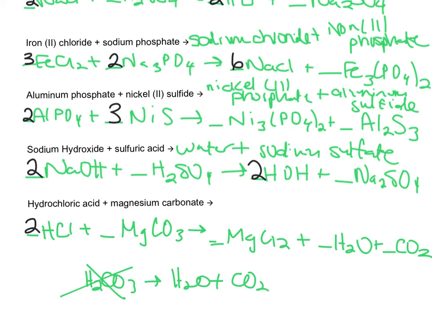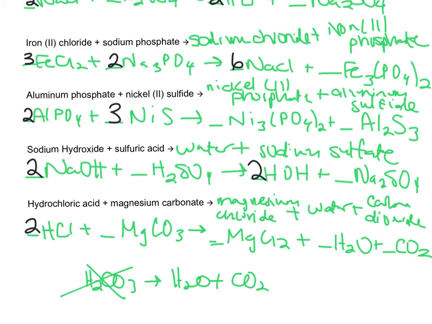Put a 2 in front of our HCl. See, that gives me 3 oxygens, 3 oxygens. Oh, I think that's balanced. So now it's just a matter of finishing that word equation. I've got magnesium chloride. There's water and carbon dioxide. So that's our chemical reaction.